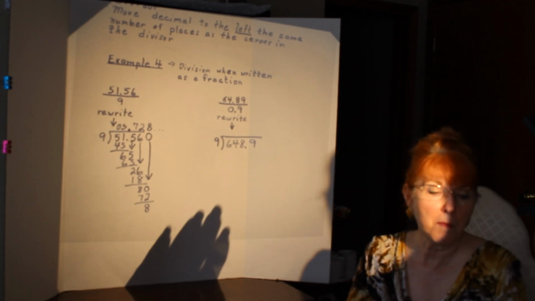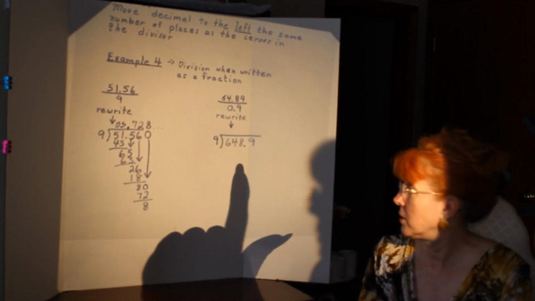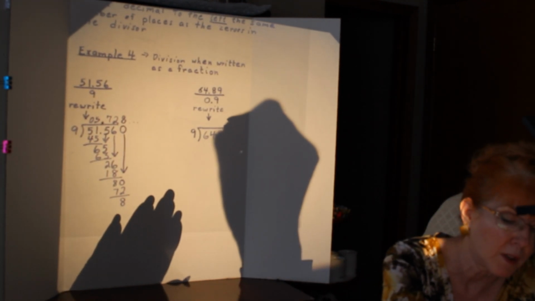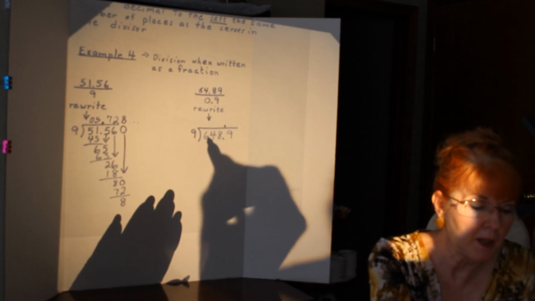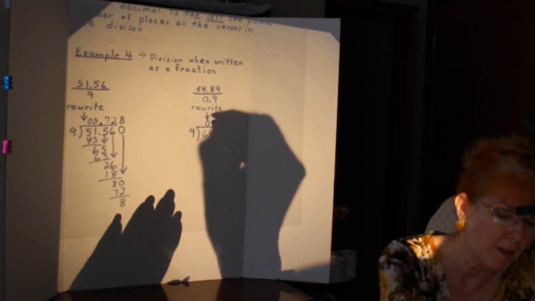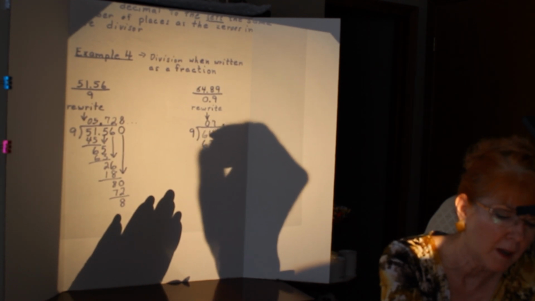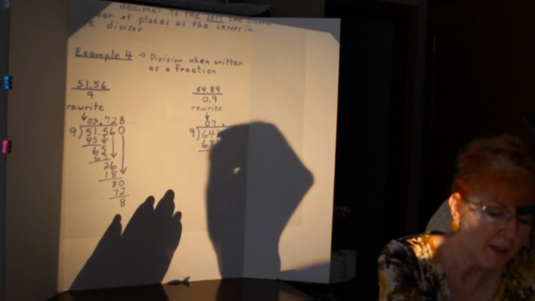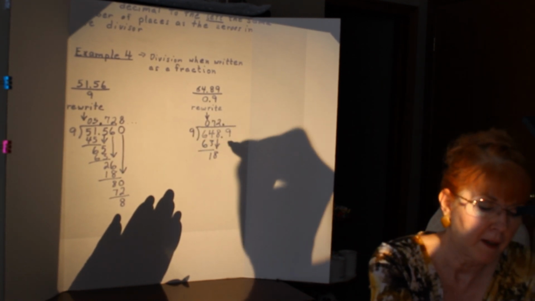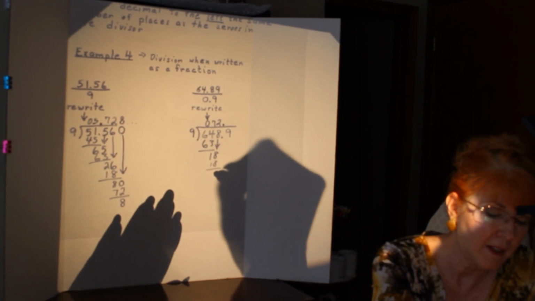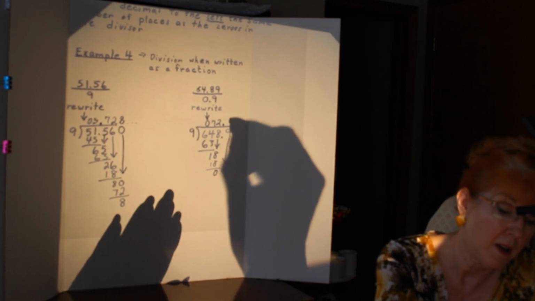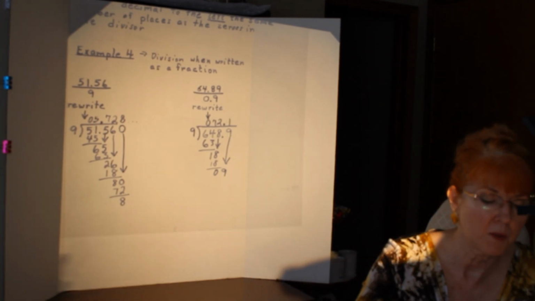Once you have the decimal in the dividend only, all you have to do is shift it up into your quotient and solve the question. So how many 9s in 6? There isn't any. How many 9s in 64? That'd be 7, which is 63. Bring down the 8. How many 9s in 18? That's 2. So there's 18. Take away, 0. Bring down that 9. How many 9s in 9? 1. So there isn't a remainder.